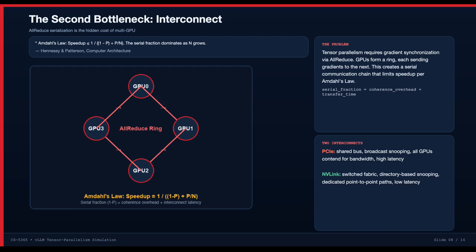AllReduce serialization is the hidden cost of multi-GPU inference. Tensor parallelism requires gradient synchronization via AllReduce operations, and the GPUs form a ring, each sending gradients to the next. So this creates a serial communication chain that limits speedup. The serial fraction equals the coherence overhead plus the transfer time. NVLink, on the other hand, provides dedicated point-to-point express lanes directly between the GPUs, eliminating the traffic jam. And the directory tracks which GPU holds each cache line, so coherence transactions are routed only to the relevant GPUs.